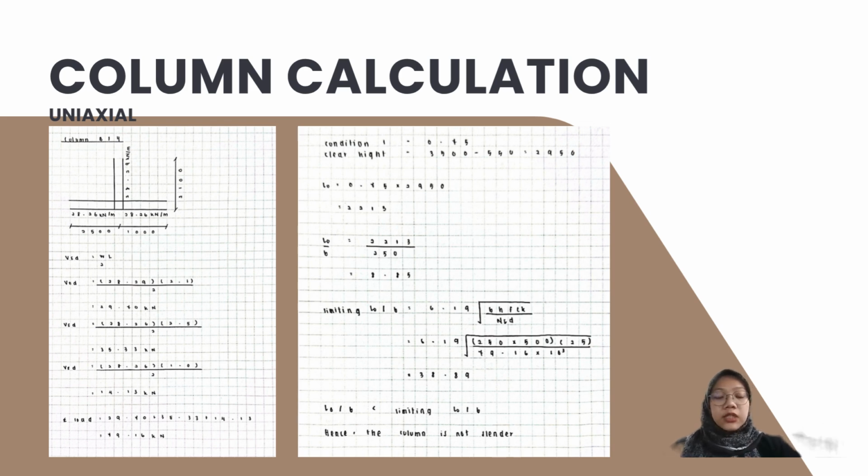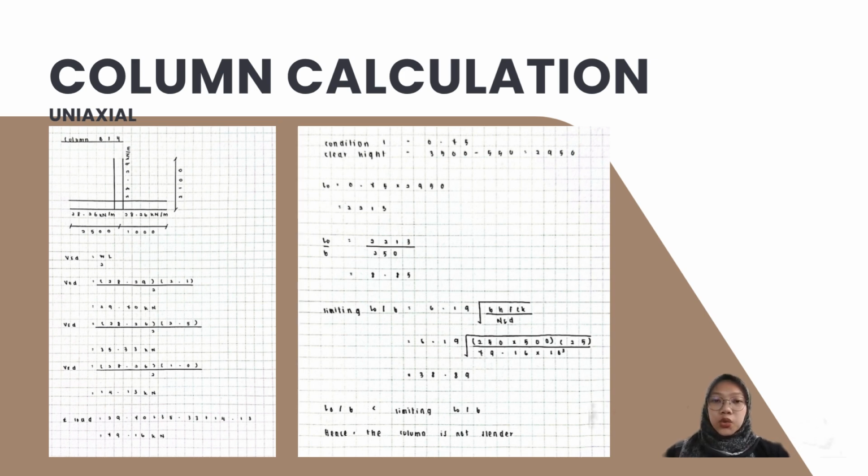So first, we need to determine the VED for each beam by using formula WL over 2. So the first beam we got 29.07 kilonewton. The second one we got 35.33 kilonewton. And the third one we got 14.13 kilonewton. Then we total up all the VED. Then we got 79.16 kilonewton.